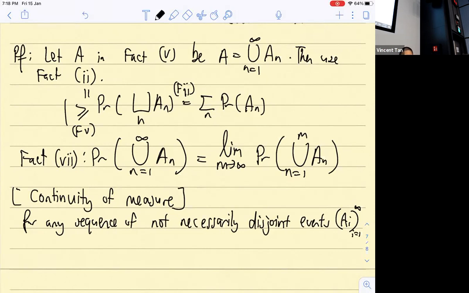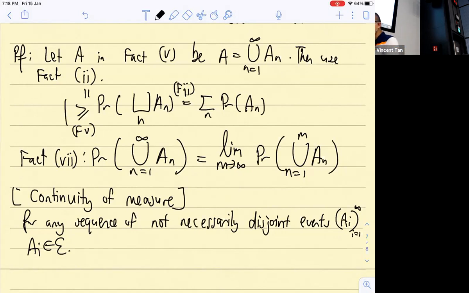Okay? Oh, this is not so obvious. Not necessarily disjoint events A_i. So all these A_i belong to E. Okay. So we had been dealing with disjoint things previously. And for disjoint events, the probability of the union is equal to the sum. But now this is not so simple because what we are dealing with are not necessarily disjoint events. So what can we do?